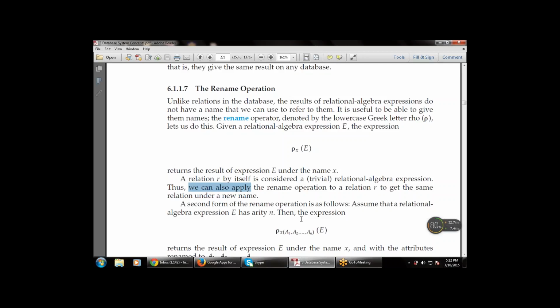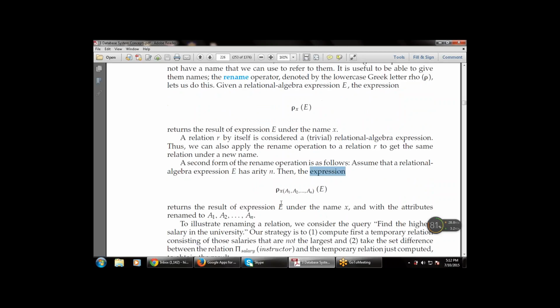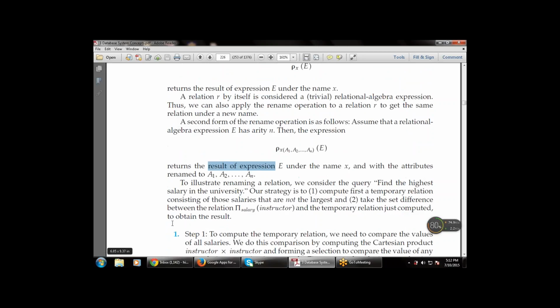Our second form of the rename operation is as follows. Assume that the relational algebra expression E has arity n, that is, n is the number of attributes. Therefore, the expression rho X (A1, A2, ..., An) (E) returns the result of the expression E under the name X, with the attributes renamed to A1, A2, up to An. To illustrate renaming a relation, we consider the query, find the highest salary in the university.